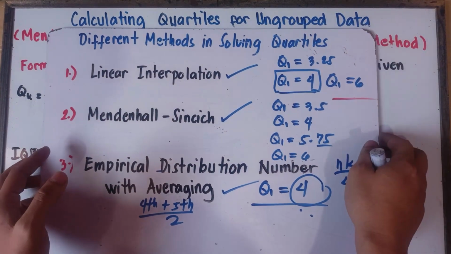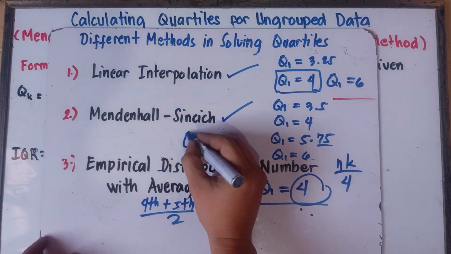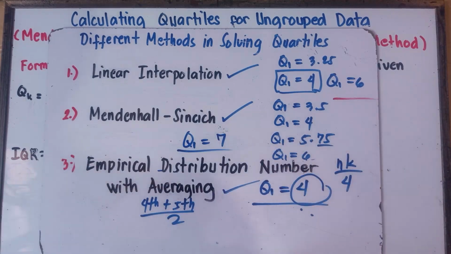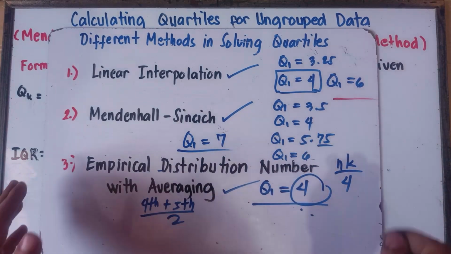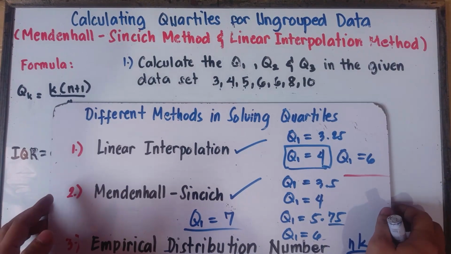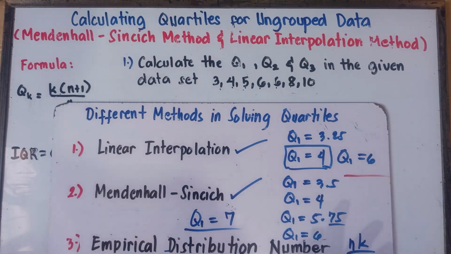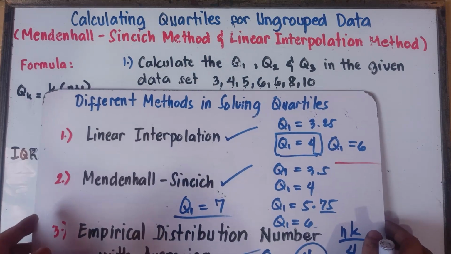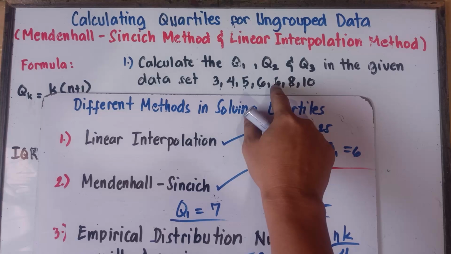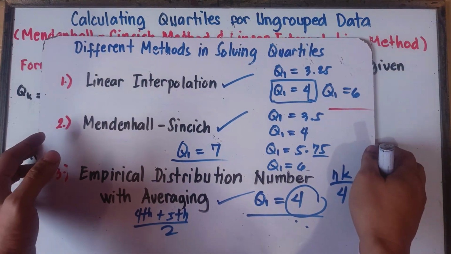Another example, just an example, class: if the answer for quartile 1 is 7, then simply look at the 7th position. So, 1, 2, 3, 4, 5, 6, 7. Therefore, the answer, class, is 10. Once again, this is just an example. We're looking for quartile 1, the answer is 7, so simply look at the 7th position. 1, 2, 3, 4, 5, 6, 7. Therefore, the answer is 10.